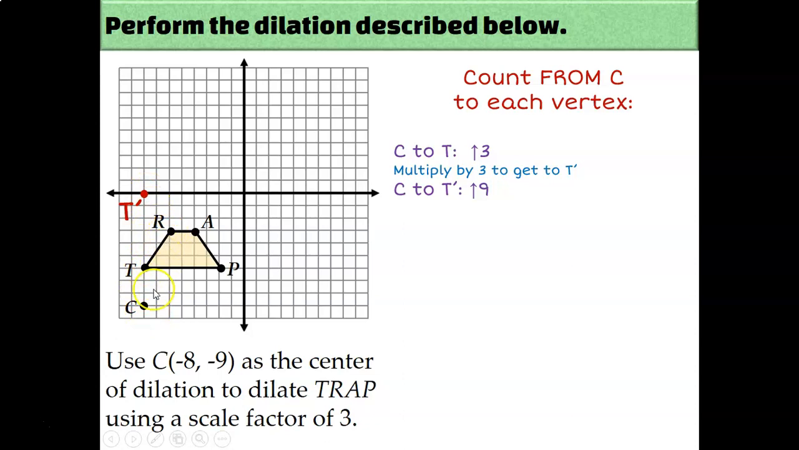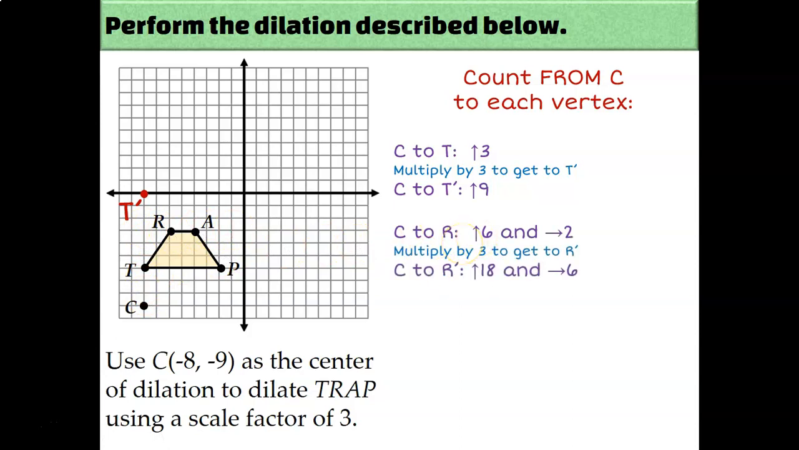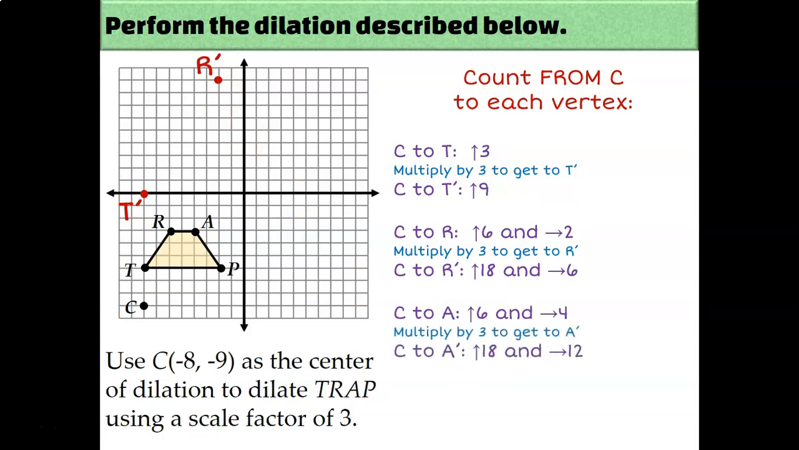Now let's do the same thing for R. For R, I go up 6 and right 2 from C. So I need to triple that to get to R prime. So I'm going to go up 18 and to the right 6. So going up 18 and to the right 6 puts me here for R prime. Now from C to A, I go up 6 and right 4. So triple that to get to A prime. I'm going to go up 18 and right 12, which puts me right here. So up 18 and right 12 from C.